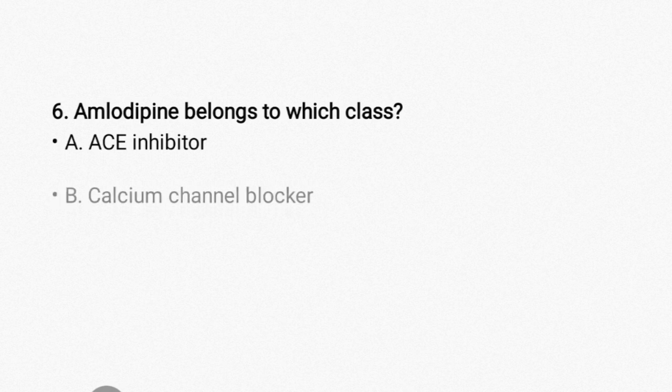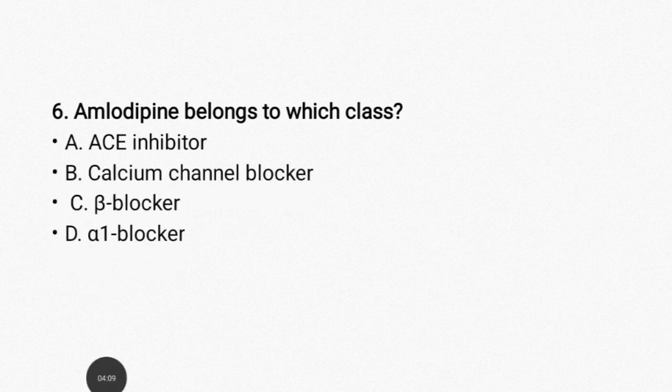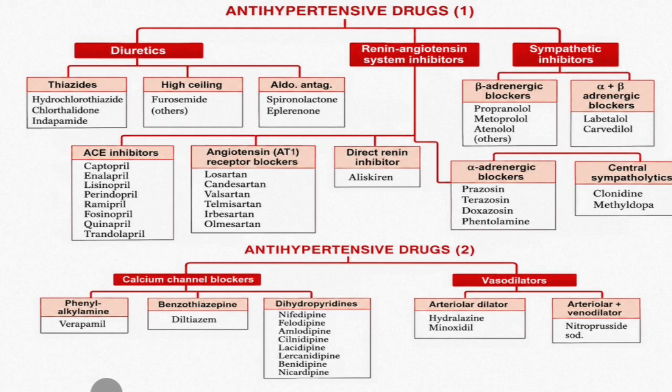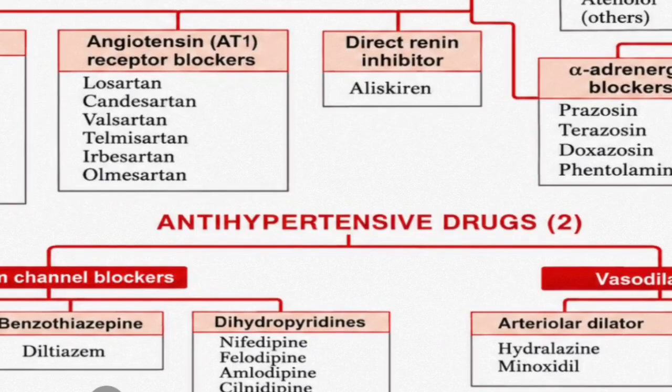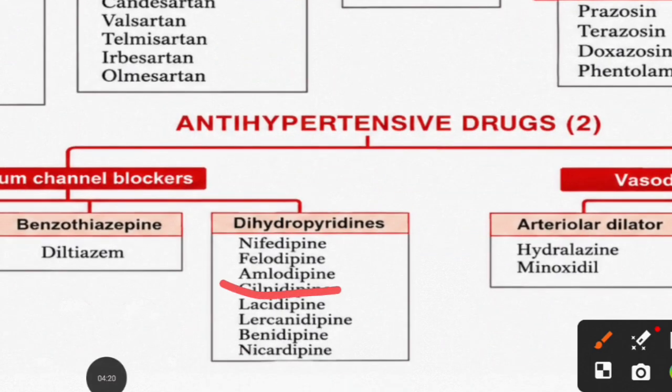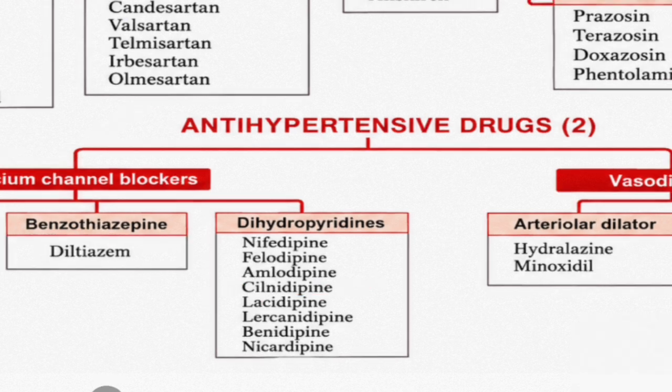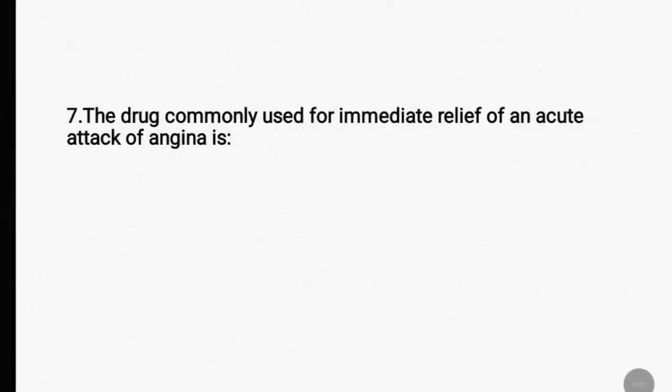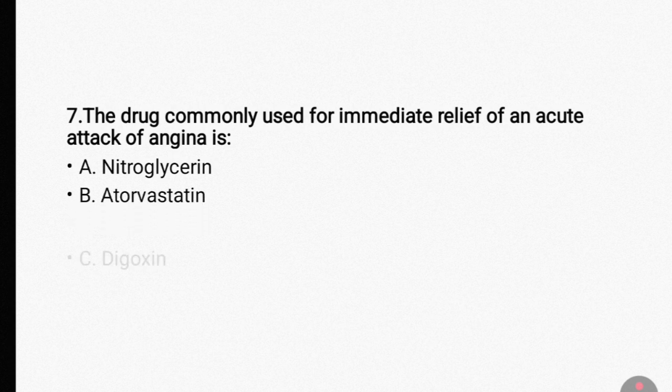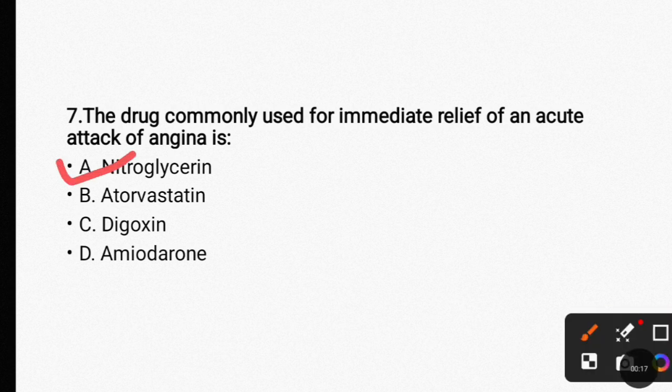Okay, next comes question number 6: amlodipine belongs to which group? ACE inhibitor, calcium channel blocker, beta blocker, and alpha 1 blocker. So here the right option is option B, calcium channel blocker. In this picture you see amlodipine, and it falls under the calcium channel blockers. Okay, question number 7: the drug commonly used for immediate relief of an acute attack of angina. First one is nitroglycerin, second is atorvastatin, third is digoxin, and fourth is amiodarone. So here the right answer is option A, nitroglycerin.